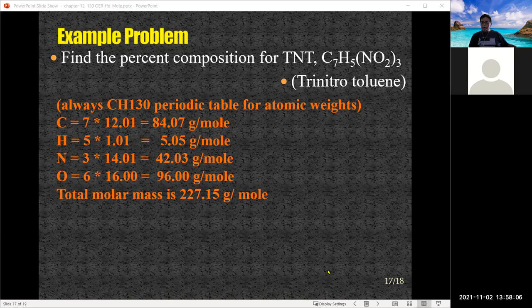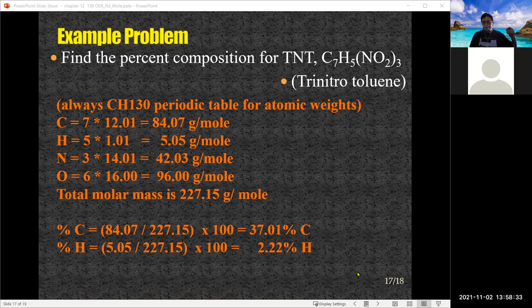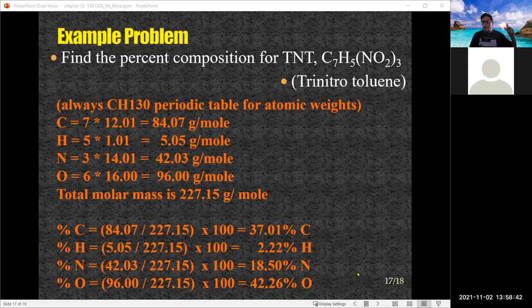Now to figure out the percent composition, we take the individual atom total amount and divide it by the molar mass. So we take 84.05 for all the carbons divided by 227.15 and multiply by 100. Okay, that corresponds to 37.01%. Do the same for hydrogen. Okay, that's 2.2%. Nitrogen comes up to be 18.5%. And finally, oxygen at 42.26%. And that should tally up to 100%.